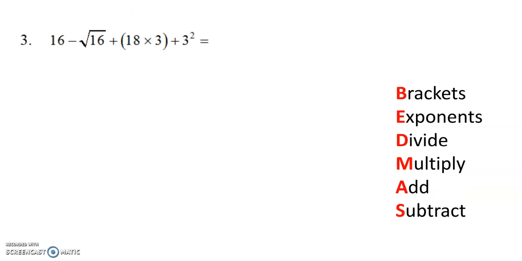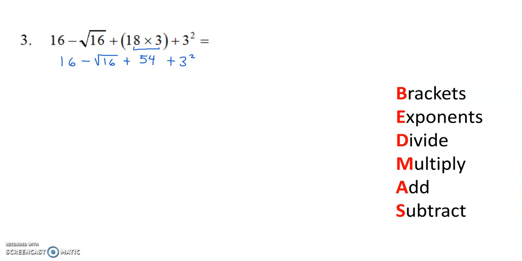Our third one we've done before. We're going to do it again. It's a good one because it's got everything you need right in one question. We've got brackets first. 18 times 3 is 54. We copy down what we have above. As the questions become more and more complicated, it's the copying that really keeps you on track.